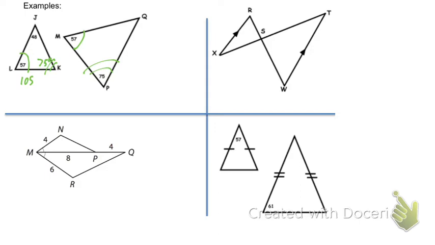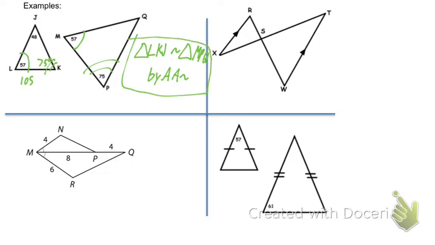So now we could say that triangle blank is similar to triangle blank by angle-angle similarity. Can somebody help me fill in those blanks I left? Okay, so triangle LKJ. And how would we do the other one then? MPQ. Very good. So if you call the first one LKJ, the second one has to be called MPQ.